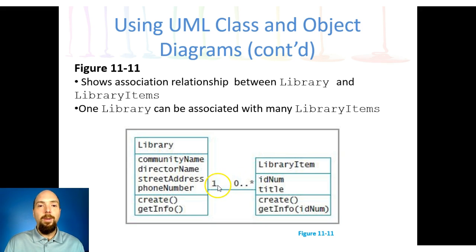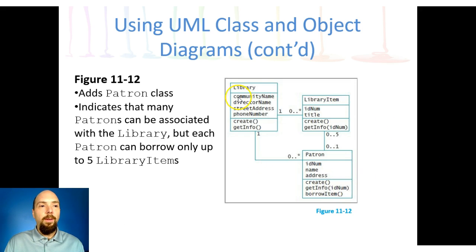If it's exactly 1, or exactly some amount, then we list that number. If it's a range, we list it like this. So the range here, like I said, is going to be from 0 to infinity. We just simply call it many. All right, so what we have here is a library that has library items.